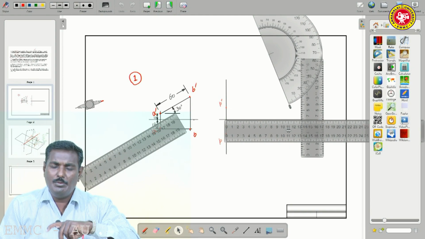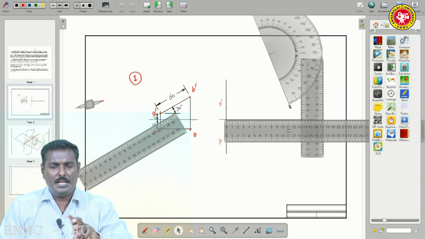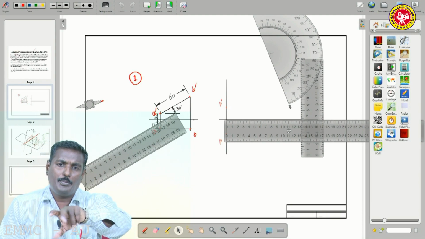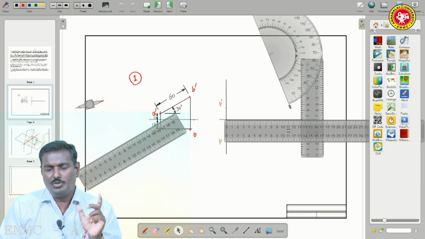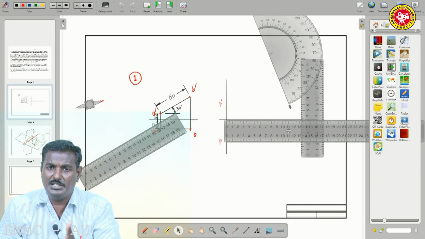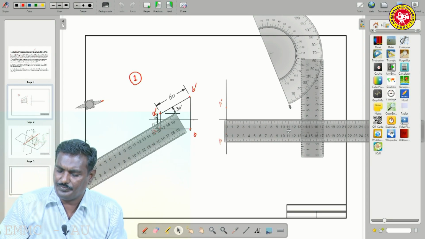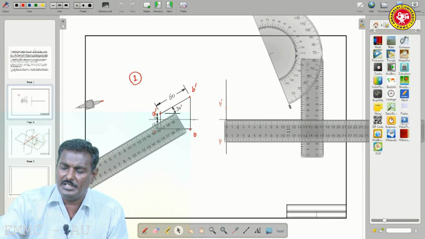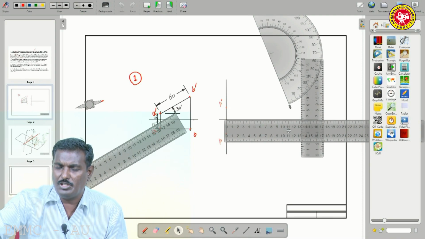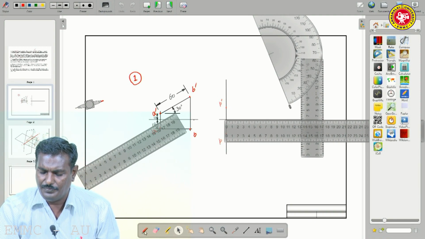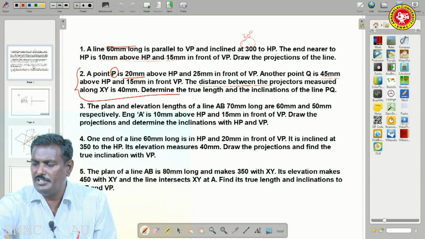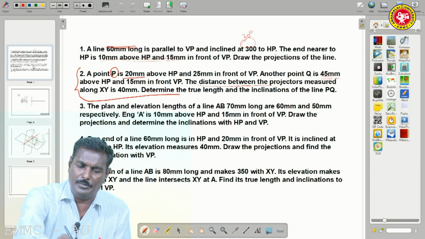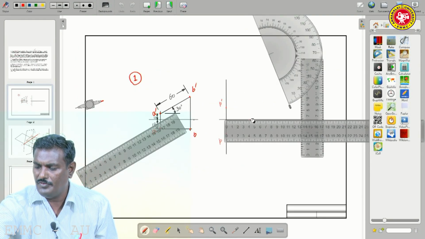Not only that, at any moment you can switch over to any particular angle, because it has a protractor also. So, it is a very simplified mechanism for drafting. Please use or handle a mini drafter, because here it is not available, that is why I am using scales, and that is why it takes some time. If you are using a mini drafter, it is very easy to do it at particular angles. Now measure 40 mm, because in this problem the distance between the projectors measured along XY is 40 mm. So, 40 mm we have to mark.